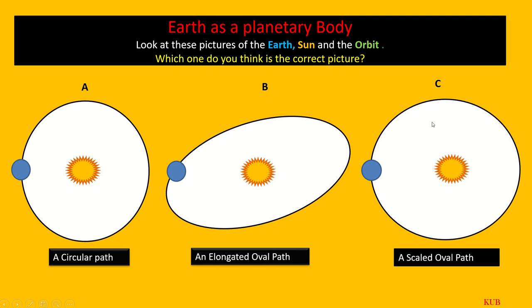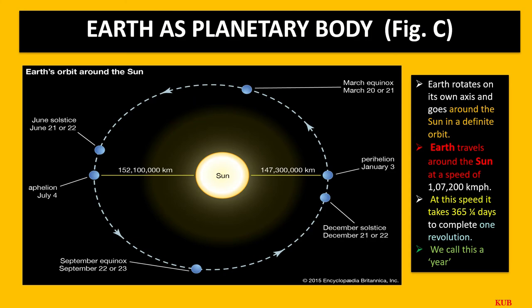The correct answer is C. Let's discuss in detail about figure C. Actually, the Earth's orbit is nearly circular. As you can see, the difference between the Sun and the Earth's farthest point is 152 million kilometers and the closest point is 147 million kilometers.